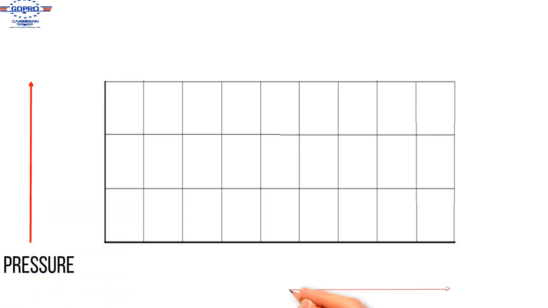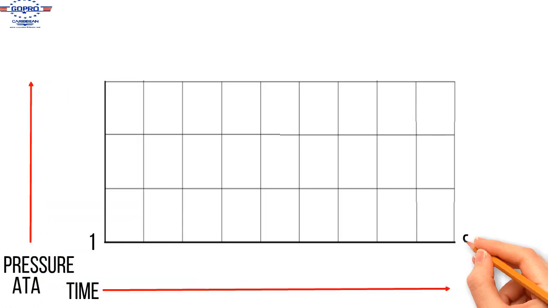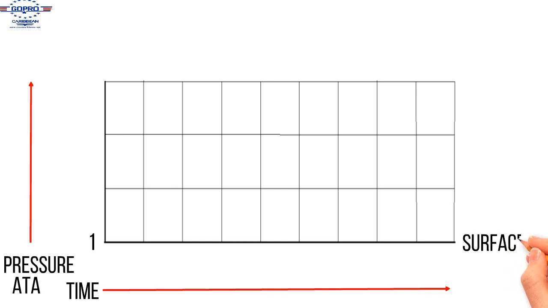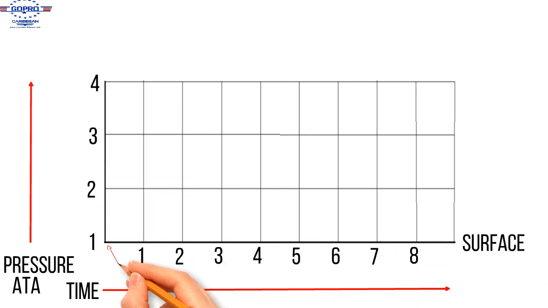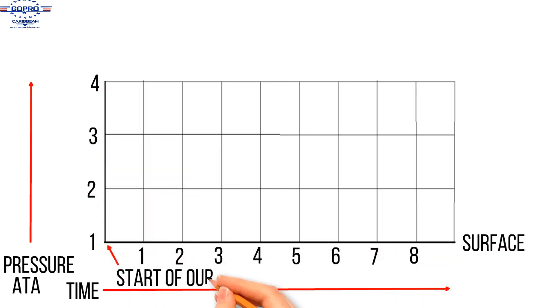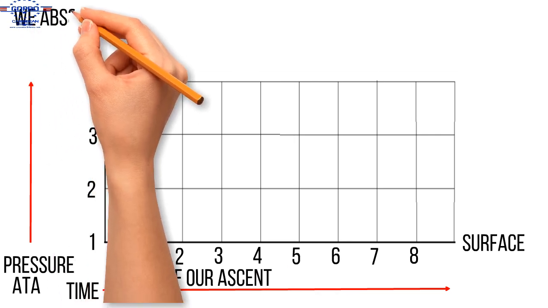Let's put in a graph to understand it in terms of diving. So we've got pressure in atmospheres, we've got time. The bottom is going to be 1 atmosphere, the surface. And now what we've got is this starting point, which is the start of our ascent.